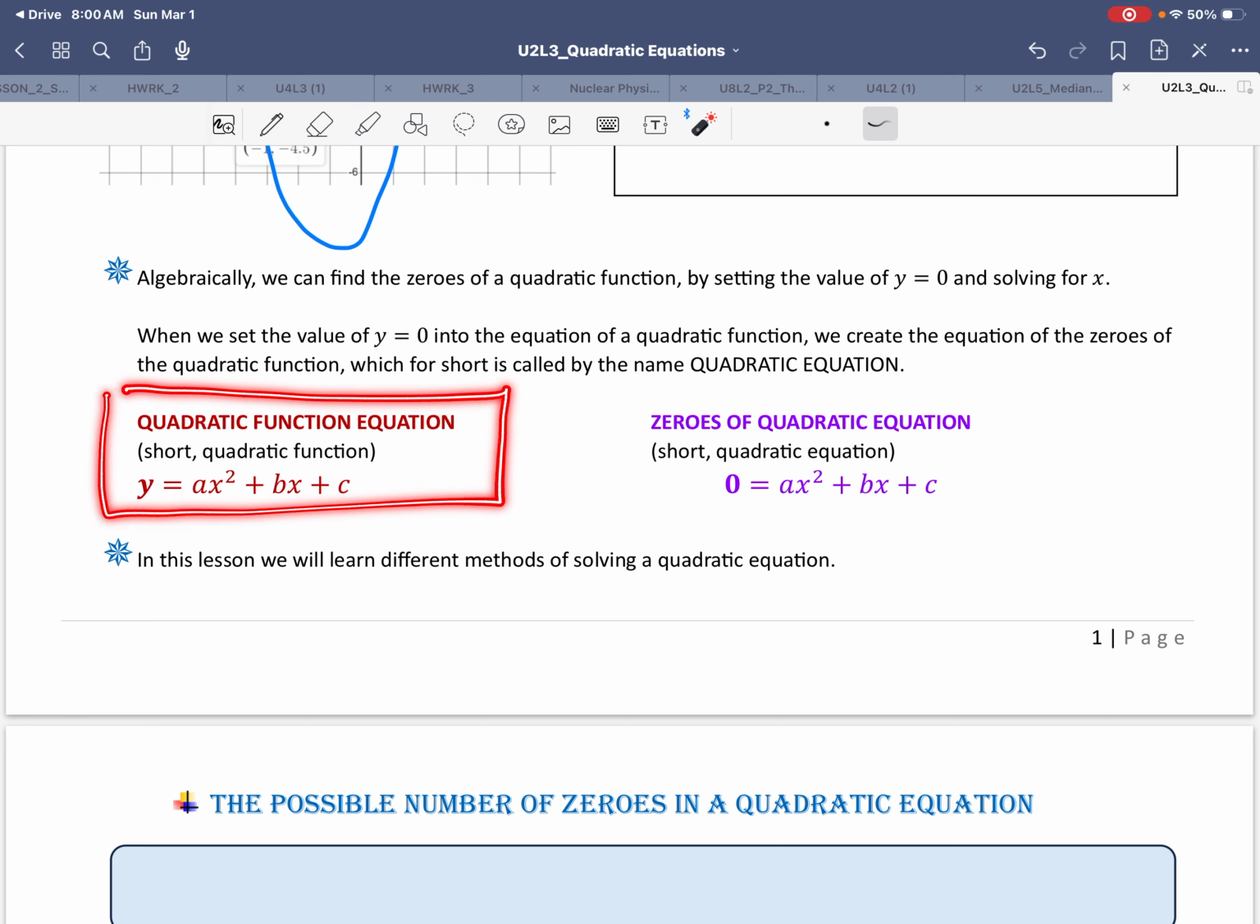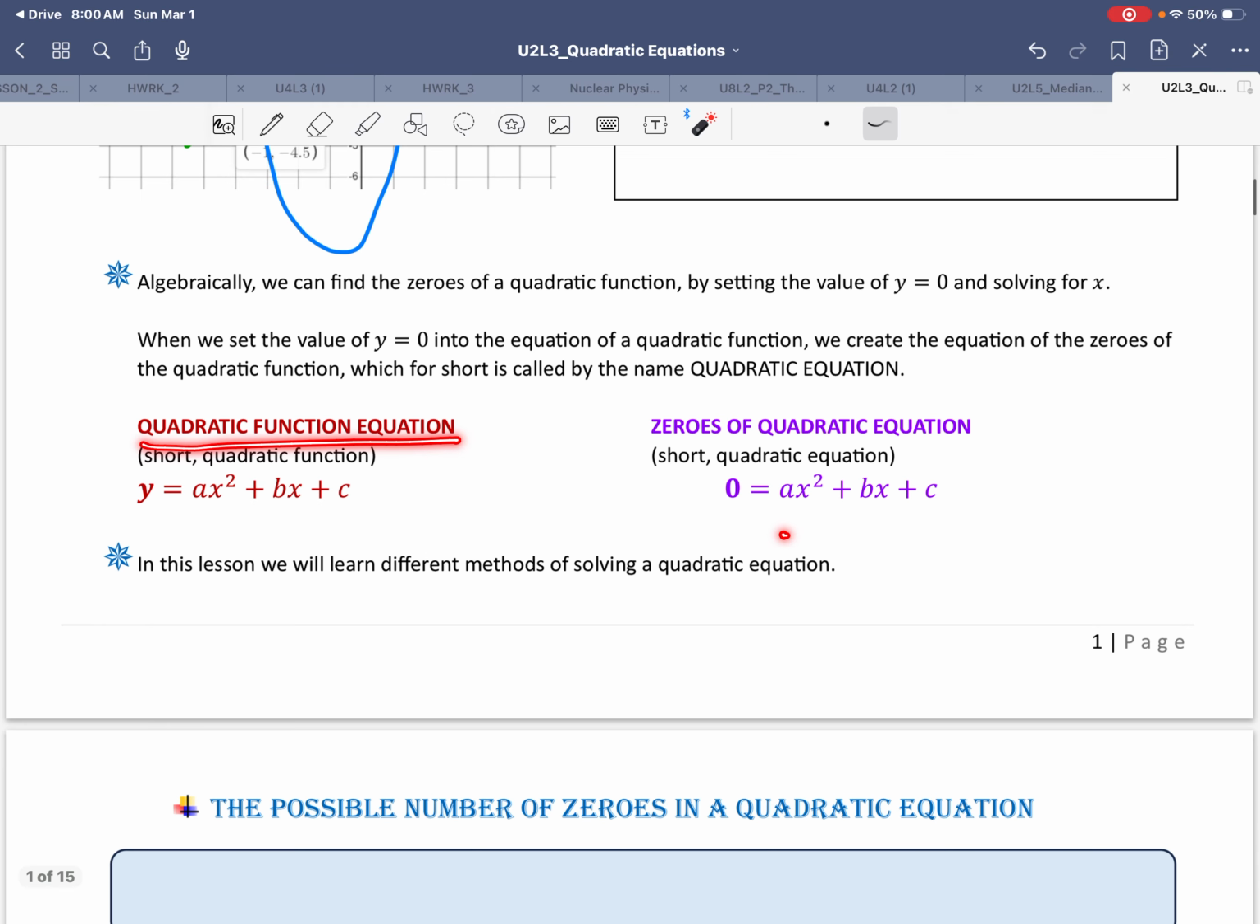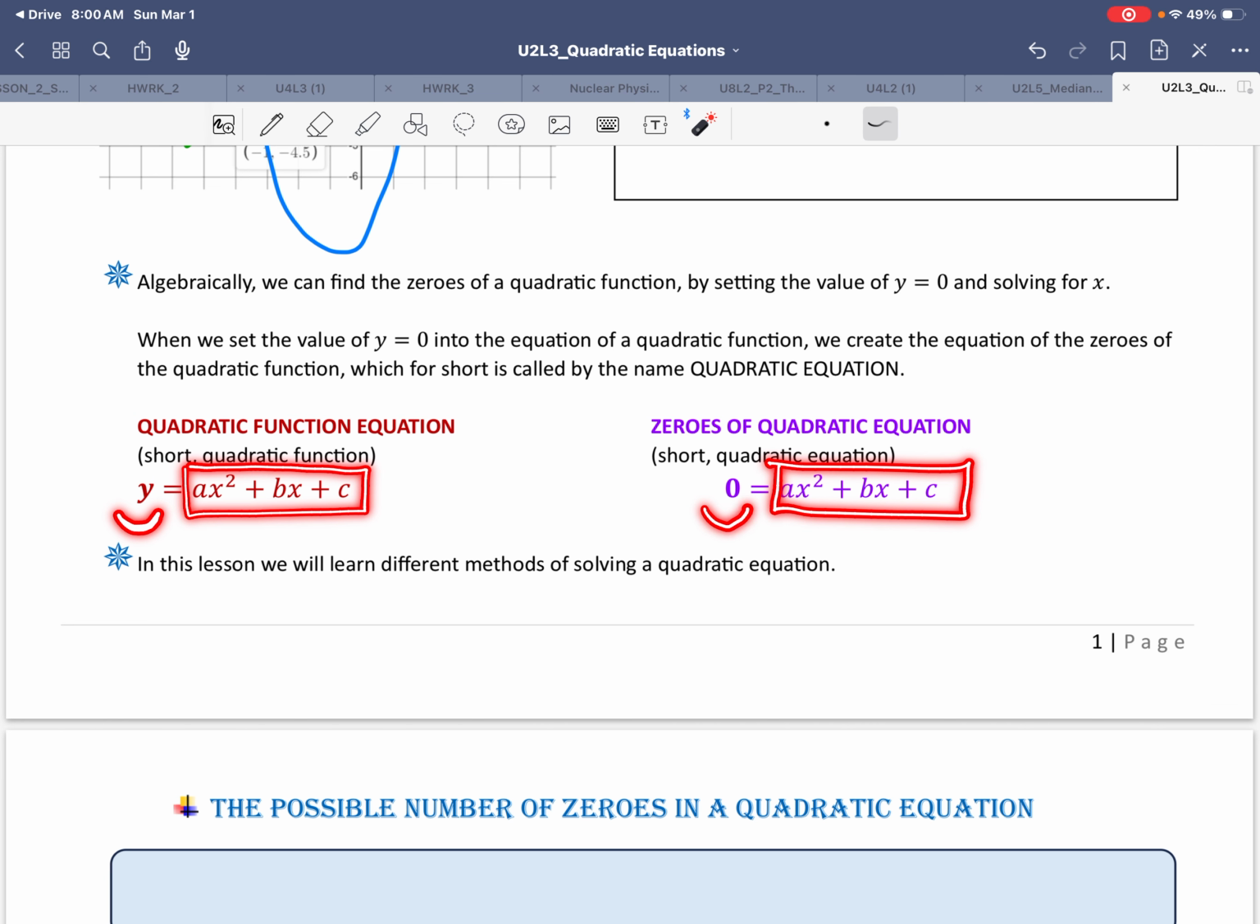So, what you see in here in red is the equation of a quadratic function, and what you see here in purple is the equation of the zeros of the quadratic function. When you look at this, you see that the right sides of these two equations are exactly the same, but the left sides are different. So this one here has a value of y, and this has a value of 0.